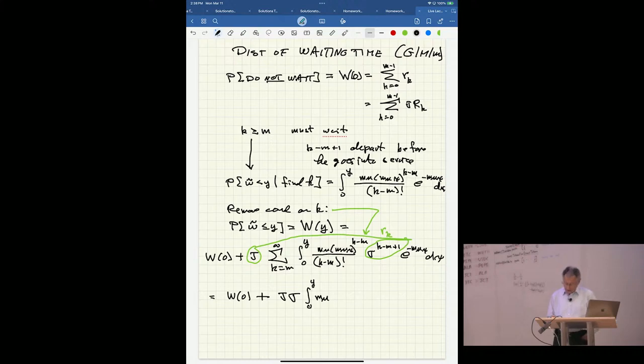And now what is that summation going to be? Take the mu out. I've got something to the k minus m over (k minus m) factorial, something else to the k minus m, summed over all values, because k minus m starts off at 0. K starts off at m.